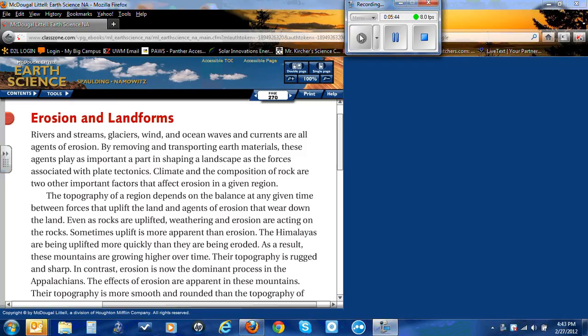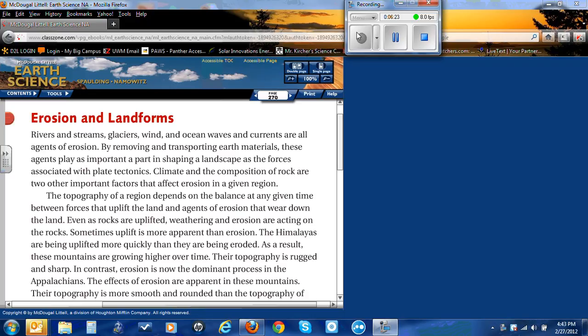Erosion and landforms. Rivers and streams, glaciers, wind, and ocean waves and currents are all agents of erosion. By removing and transporting earth materials, these agents play as important a part in shaping a landscape as the forces associated with plate tectonics. Climate and the composition of rock are two other important factors that affect erosion in a given region. The topography of a region depends on the balance at any given time between forces that uplift the land and agents of erosion that wear down the land.